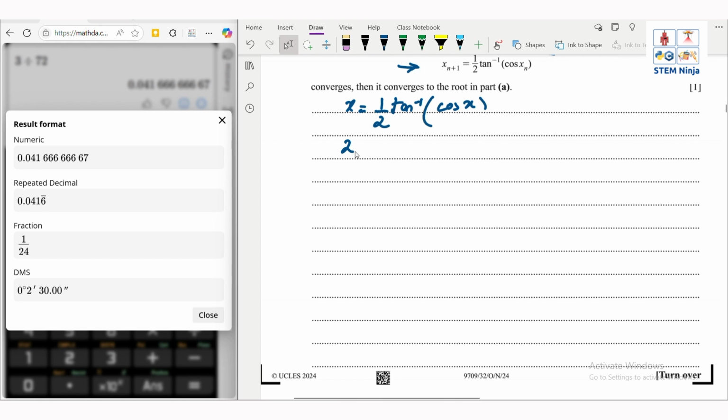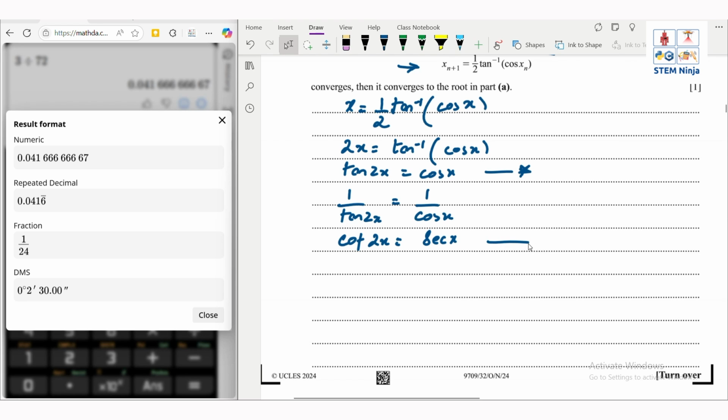So 2 goes on the other side. This becomes tan inverse of cos x. We reverse the tan. This becomes tan 2x equals cos x. So this is one of the forms that we were looking for. Now, if we take the reciprocals of both sides, we get cot 2x equals secant x. So this is also one of the two forms.